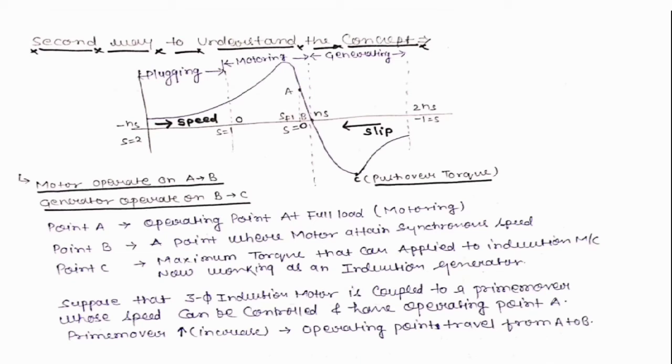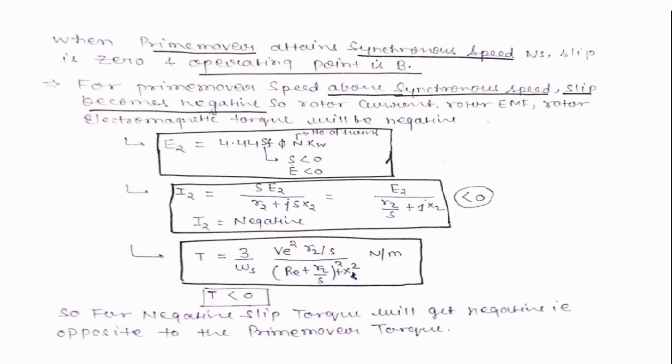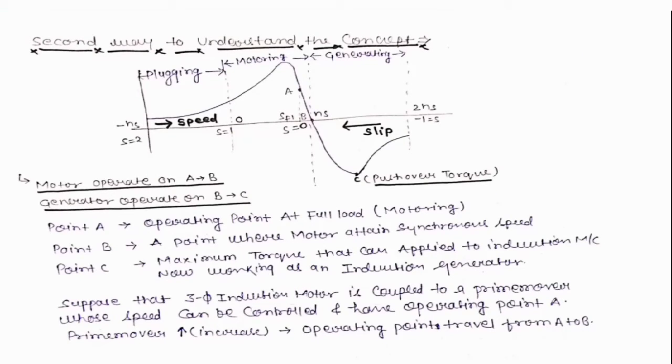Because the speed is not equal to ns, and if we further increase the rotor speed, the operating point travels from A to B. So at B the slip is 0. When the prime mover attains synchronous speed ns, the slip is 0 and the operating point is B. Now for prime mover speed above synchronous speed, that means B to C, what happens?